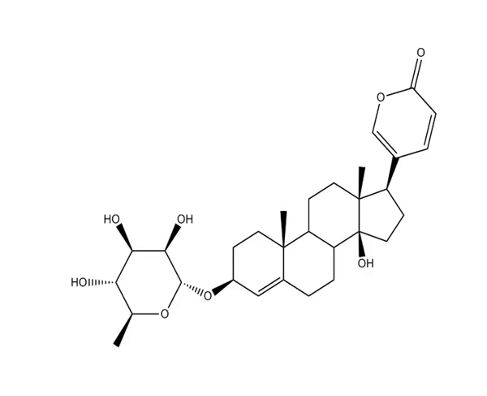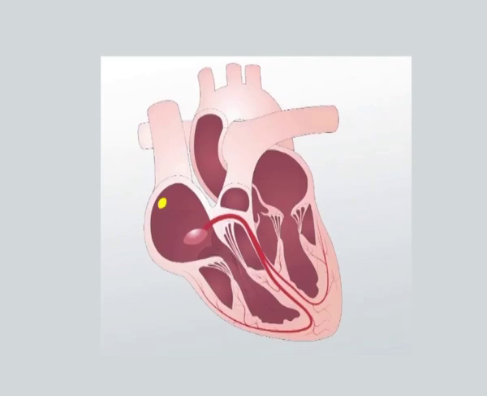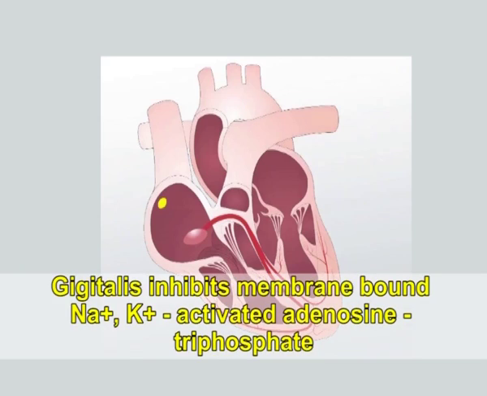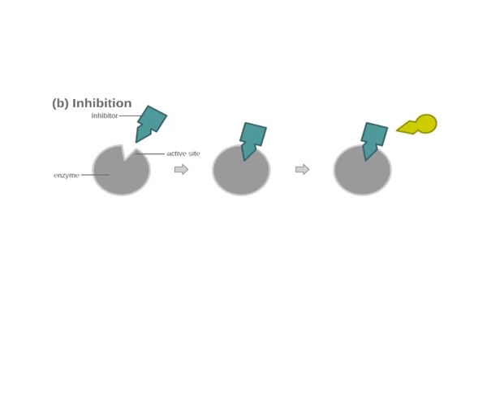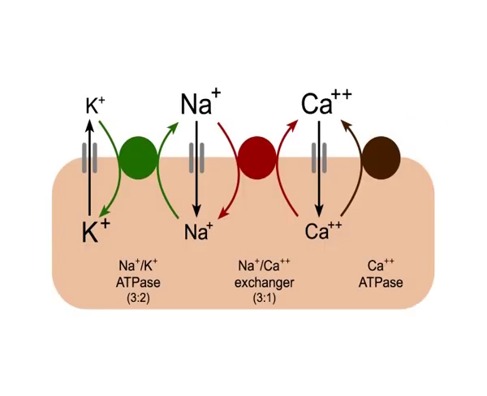Mechanism of action. Now we will discuss the mechanism of action. Cardiac glycosides exert a positive inotropic effect on the heart. At the cellular level, digitalis inhibits membrane-bound sodium-potassium activated adenosine triphosphatase. This inhibition increases intracellular sodium. This sodium in turn exchanges with extracellular calcium, thus increasing intracellular calcium levels.